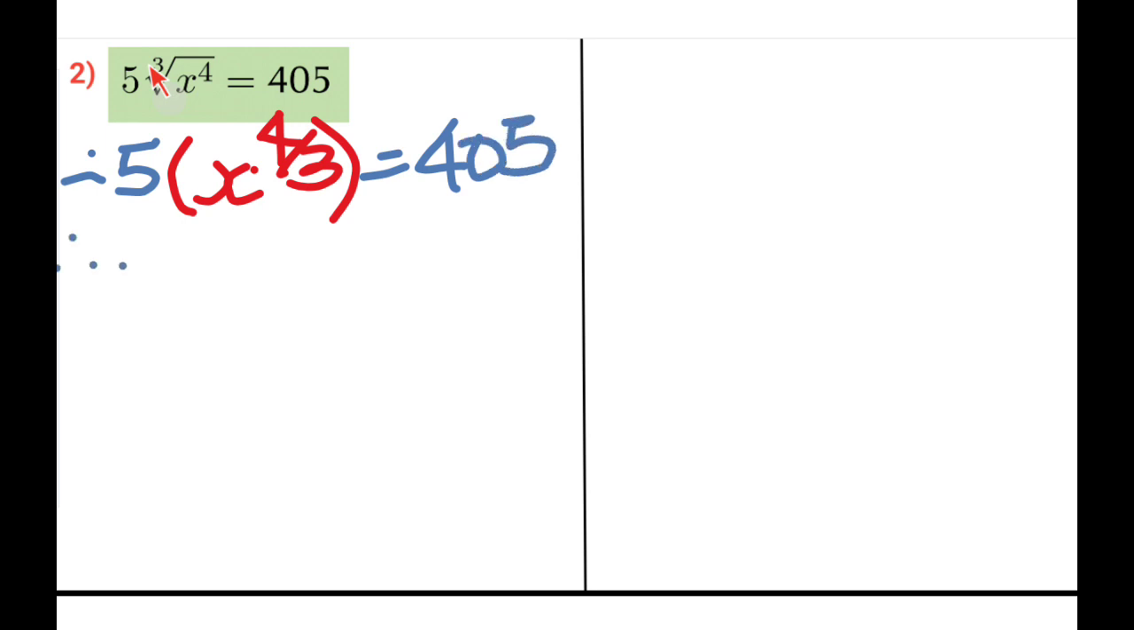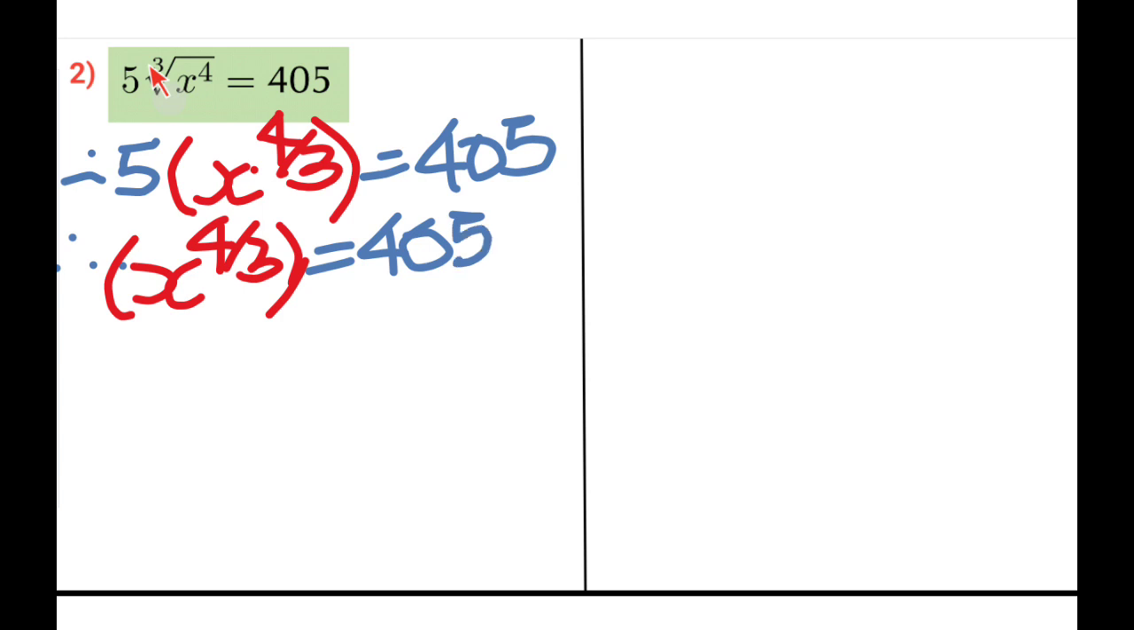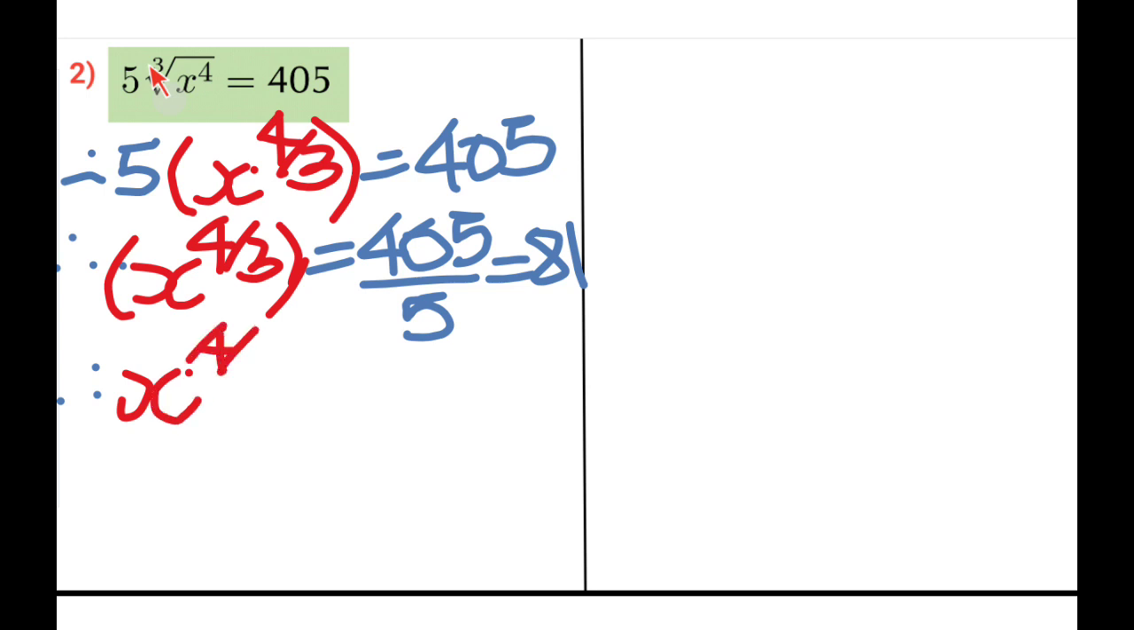Therefore, divide both sides by 5 and you're left with x to the power of 4 over 3 on the left hand side, which is equal to 405 over 5. Take out a calculator, that will give you 81. Now, therefore, you've got x to the power of 4 over 3. Let me fix that. x to the power of 4 over 3.